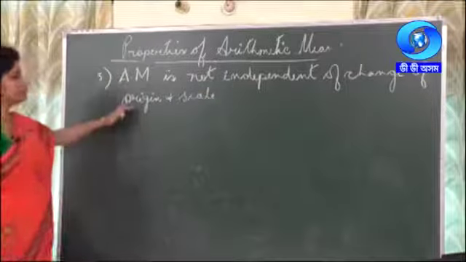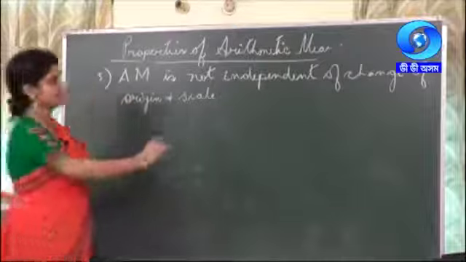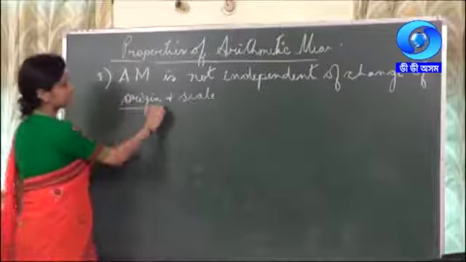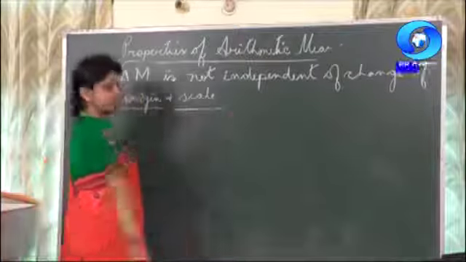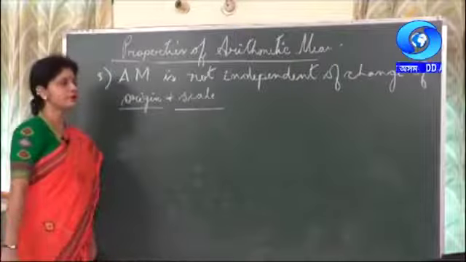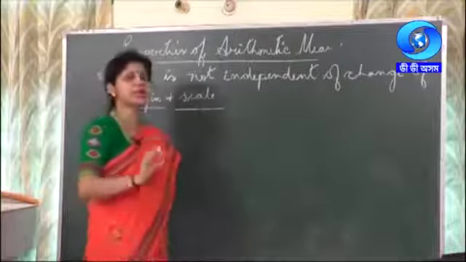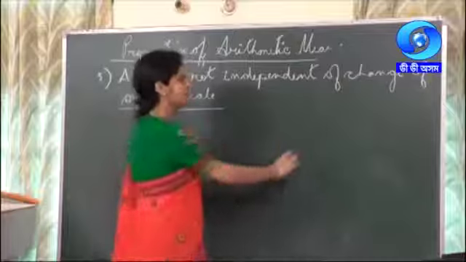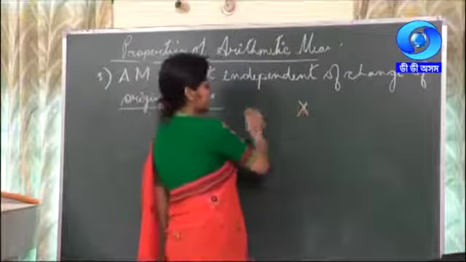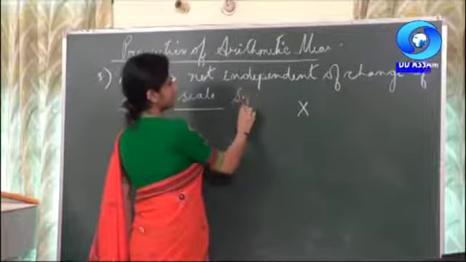Alright, so what does this imply? There are two words, change of origin and change of scale. Change of origin refers to change in the variate value x. So let us write symbolically.